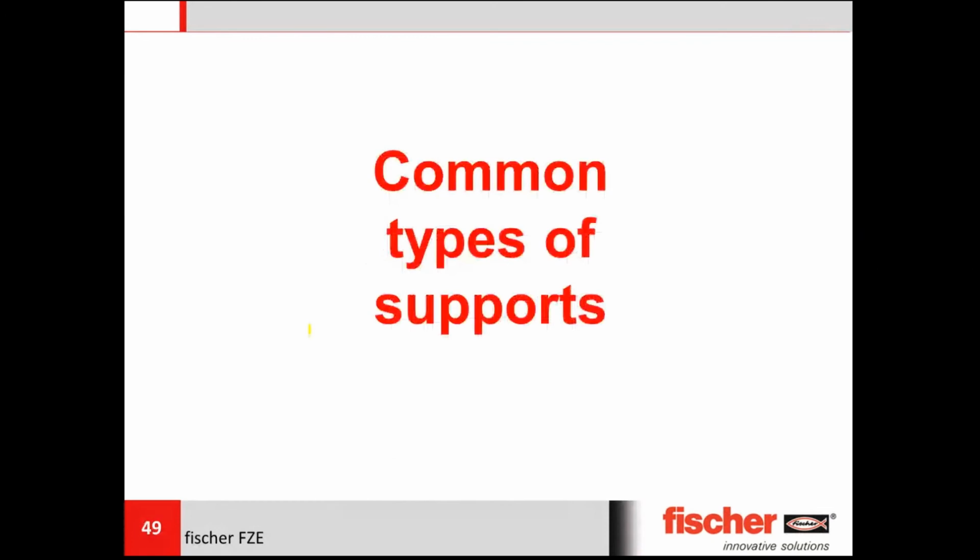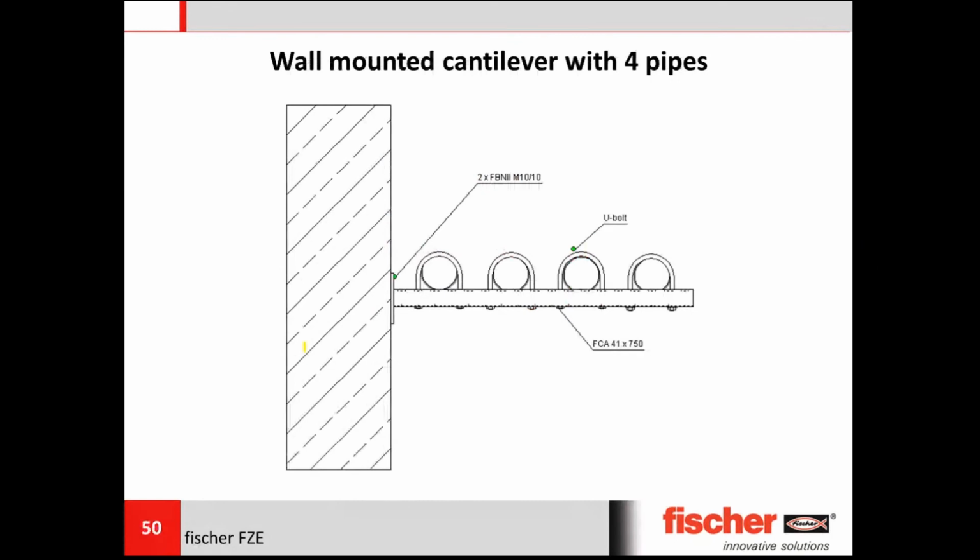So I would like to share some common types of supports which you would encounter being an MEP contractor. The first type of support is the wall-mounted cantilever support. This is when you require an MEP support from the wall. As you can see here, sometimes you could have multiple pipes to be supported.